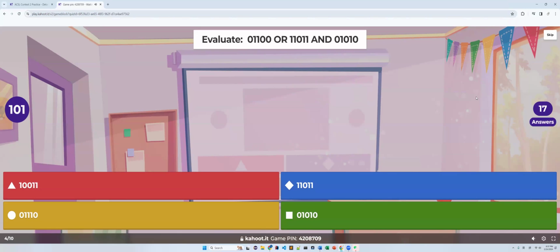What's or again? It returns one if any one appears. So for example, if it's zero or one, that'll return one. But if it's zero or zero, it'll return zero. That makes sense? Okay.